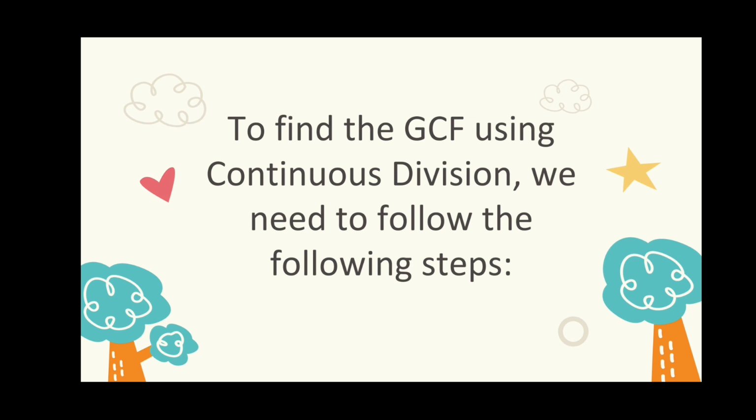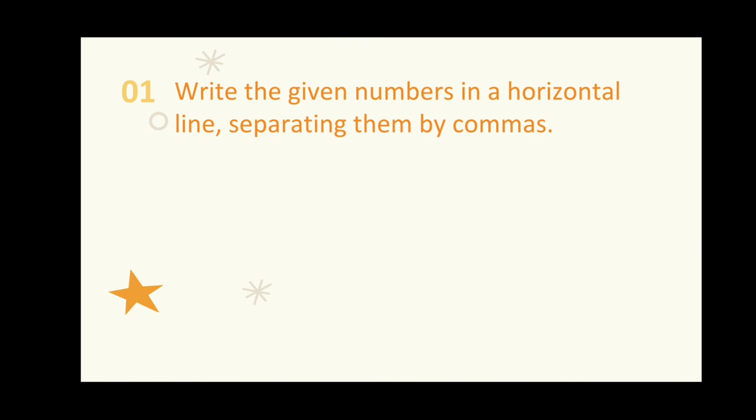Now, to find the GCF using continuous division, we need to follow the following steps. Step 1. Write the given numbers in a horizontal line separating them by commas. So as you can see, pareho lang sila ng step 1 kanina ng finding the LCM using continuous division. So for example, 20 and 30 again ang given numbers. So ganyan po, horizontal line and separated by commas.